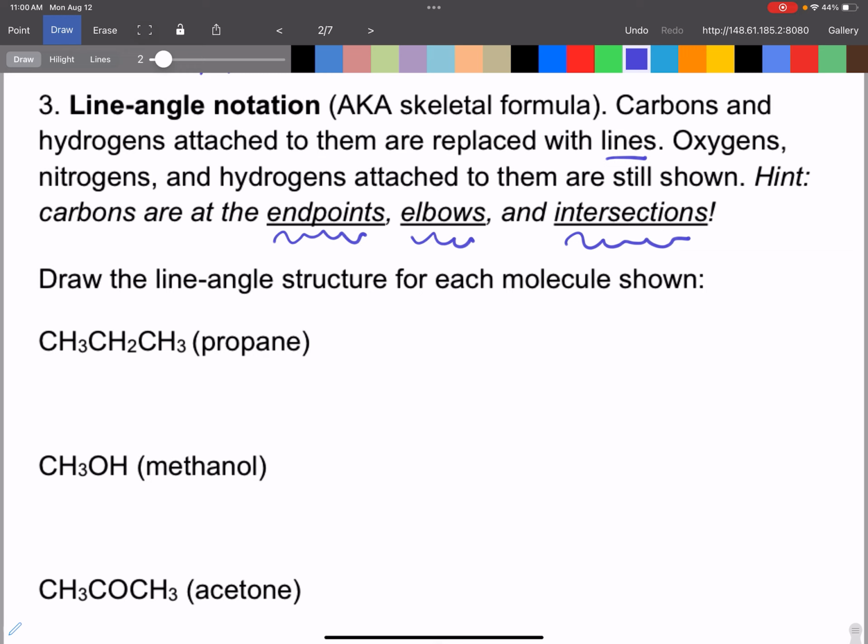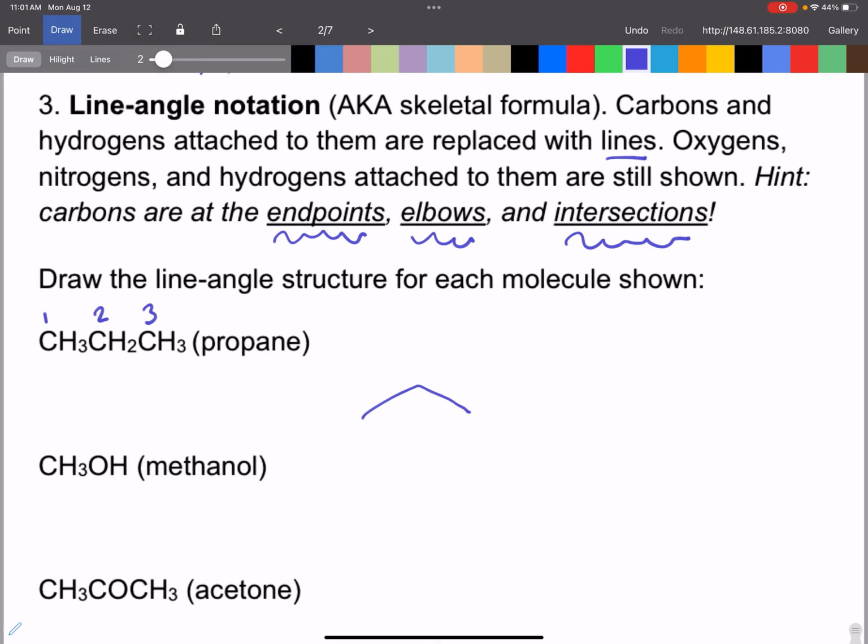So first of all, this is propane. We showed this previously for the condensed formula, of course. Propane here has 3 total carbons, right? 1, 2, 3. And we're going to simplify that structure down so much that we're just going to show lines. The way propane looks in line angle notation is like this, seriously. What's going on here? Remember what we said, that the carbons are at the endpoints, elbows, and intersections.